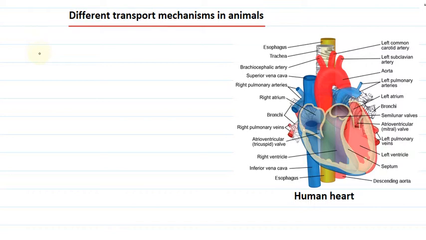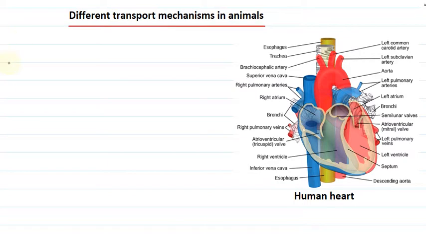The topic for today's video is different transport mechanisms in animals. Animals have a well organized system that helps in transportation of various substances like gases, nutrients, chemical substances, etc. within the body. And this transportation allows the substances to be carried from one part of the body to another. So today let us have a look at different types of transport mechanisms in different phyla of animal kingdom.